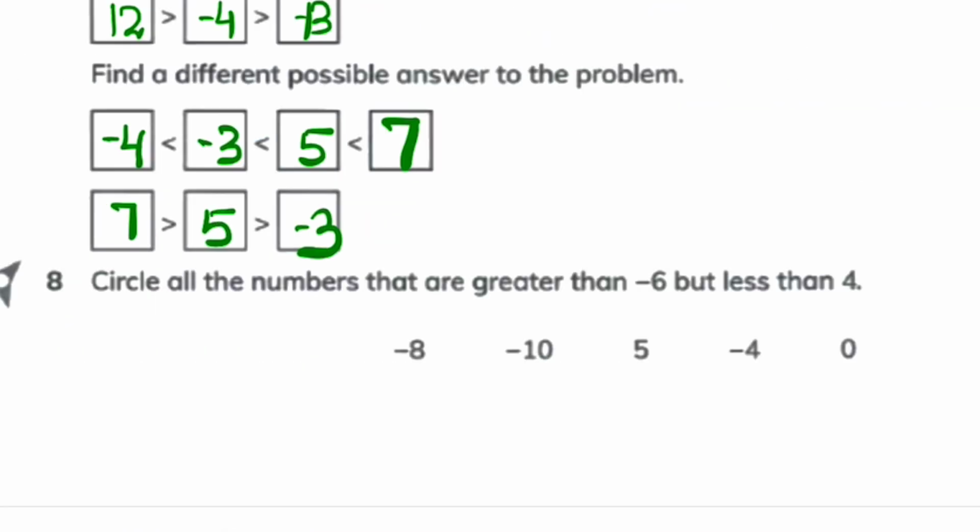Circle all the numbers that are greater than minus 6 but less than 4. So minus 4 and 0 meet the criteria, others are out of the boundaries.